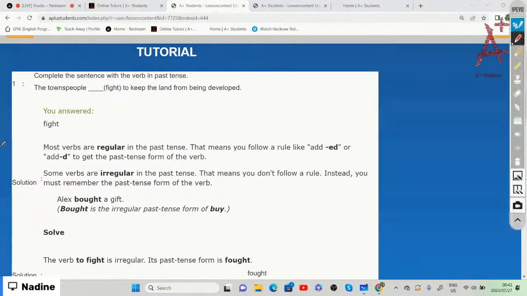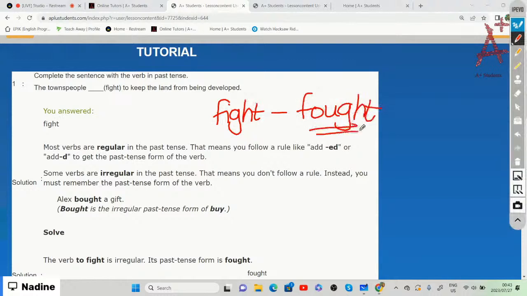The townspeople fight, the townspeople fought, which means that the irregular past tense form of fight is fought. So not fighted, it is fought.